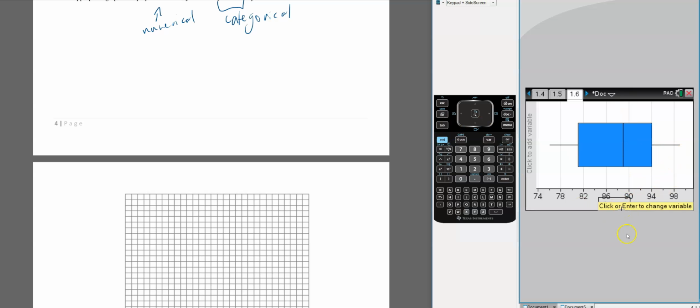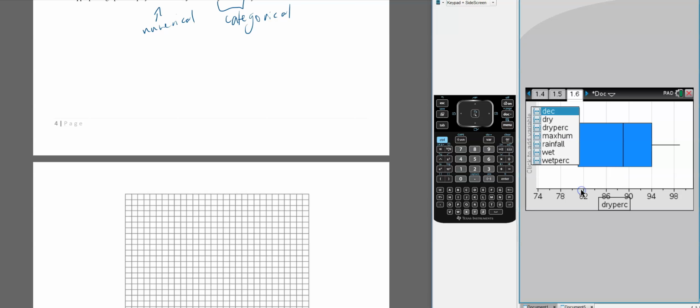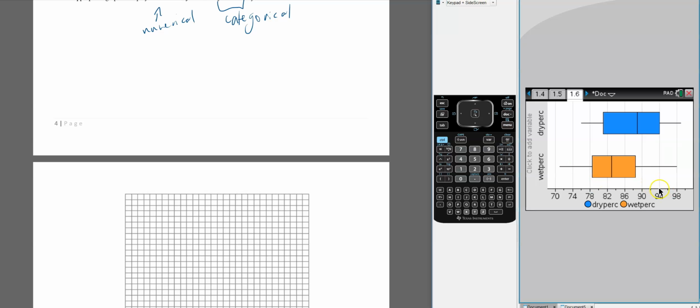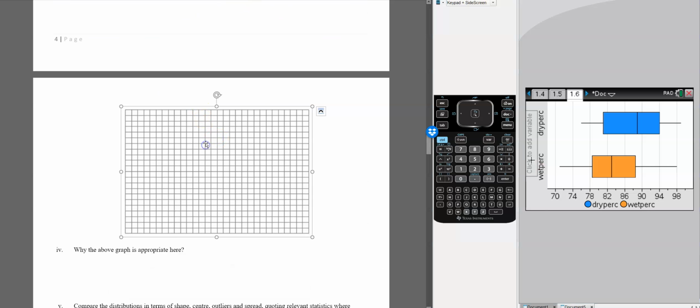You hover over your bottom or your explanatory variable, control menu, and you want to add an X variable. And the X variable that you want to add is wet percentage. Okay, at this point you've actually got your graph here. You just need to make sure that you label it appropriately in this section here. So I'm actually going to take a snippet of this and paste it in.